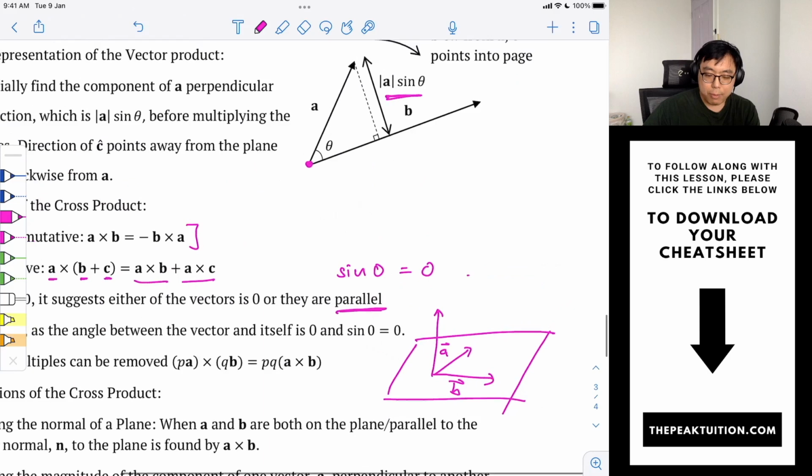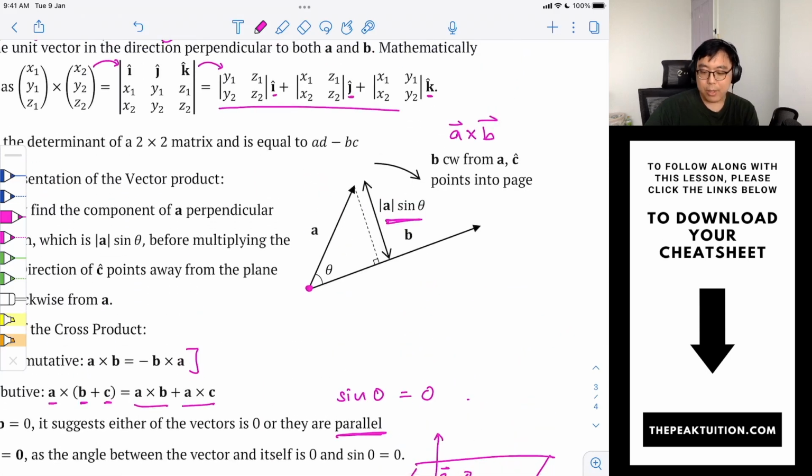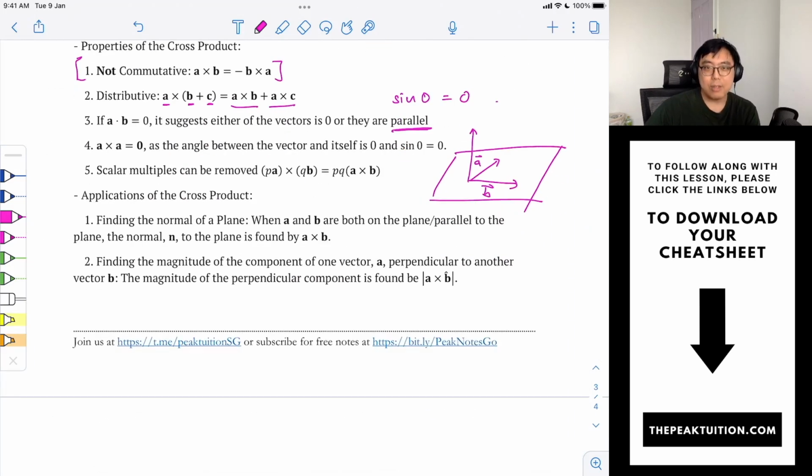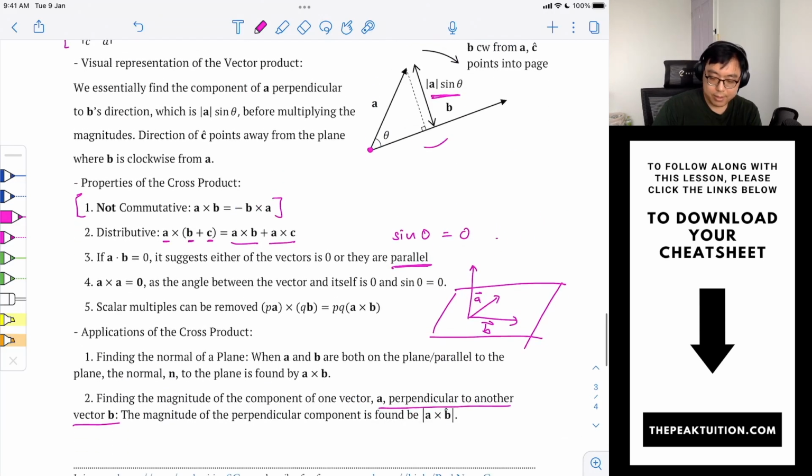As for why this is perpendicular, it is just that way, because when we calculate it this way, it will result in a vector that is perpendicular. This is one of the properties. Okay, so when we do a cross product, the resulting vector is perpendicular. Next, we can find the magnitude of a component in one vector perpendicular to another vector B. And this is pretty much finding this length here.